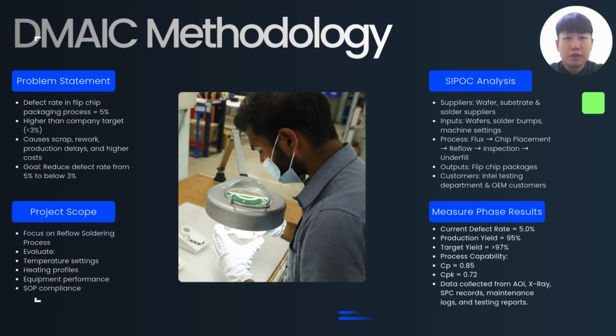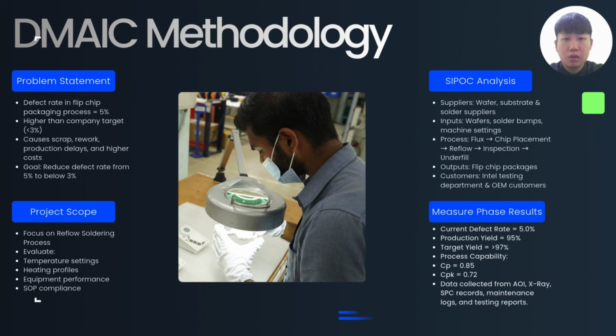The project scope focused only on the reflow soldering process because quality reports show that many defects occur during the solder joint formation. Key factors involved include the temperature setting, heating profiles, equipment performance, and operator compliance with the standard operating procedure. SIPOC analysis was also conducted.